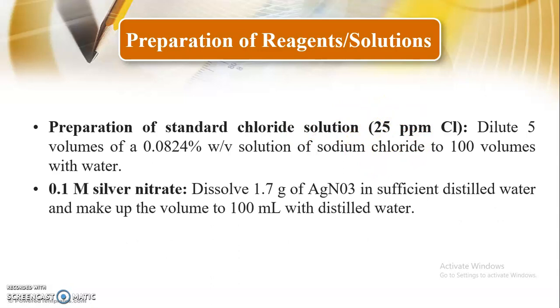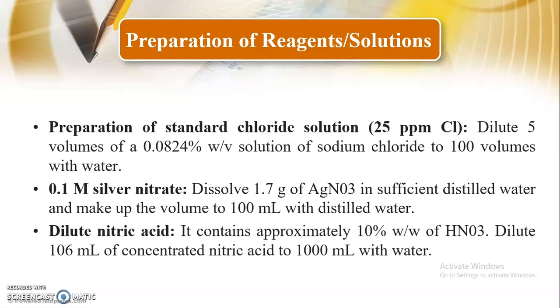Then 0.1 molar silver nitrate: dissolve 1.7 gram of silver nitrate in sufficient distilled water to make up the volume up to 100 ml. And dilute nitric acid contains approximately 10% weight by weight of HNO3. Dilute 106 ml of the concentrated nitric acid to 1000 ml, because here we are going to use the 10% weight by weight.